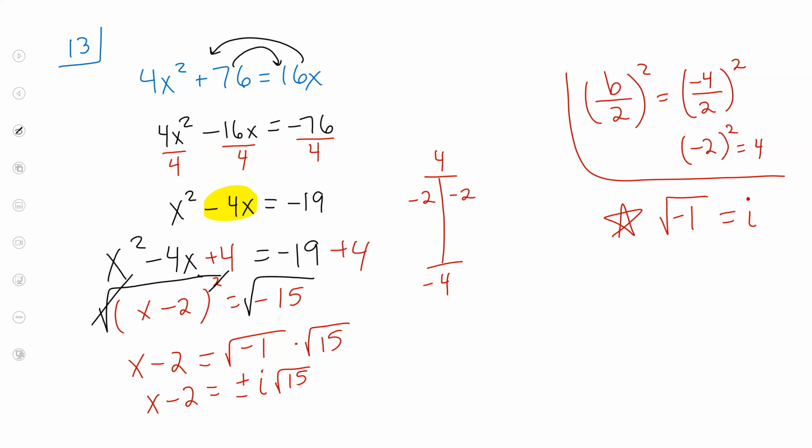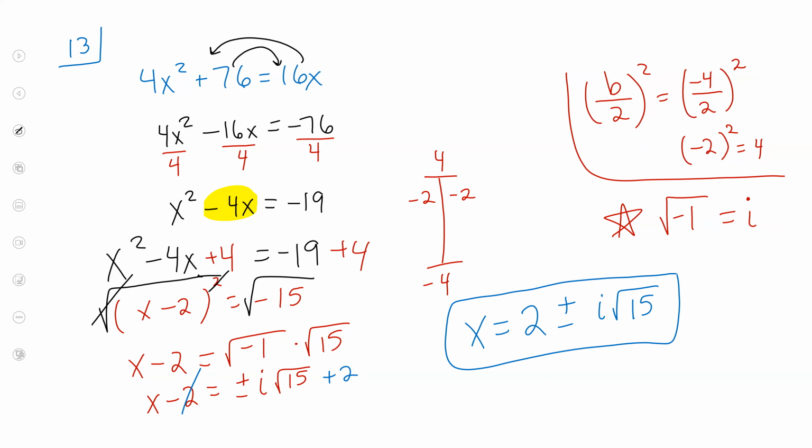And then the last step would just be to add 2 to both sides. So your final answer, you can write it like this: x equals 2 plus or minus i square root 15. Yes, we need to see that i there because we want to simplify your answers. The square root of -1 is i, so don't leave it as the square root of -15. Always put that i there.